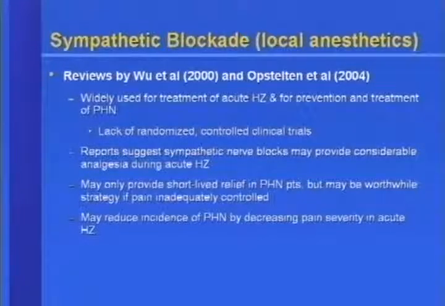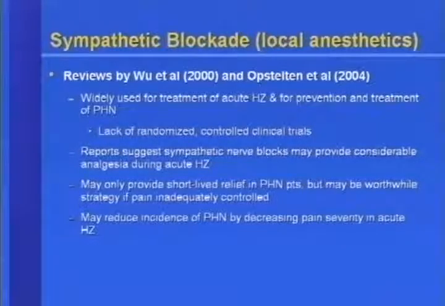So the reports primarily suggest that the sympathetic nerve blocks can provide really considerable relief, again, in the acute phase, acute herpes zoster, versus later on when they develop postherpetic neuralgia. It may be short-lived, but it could be a worthwhile strategy and often is, because a lot of these patients fail other treatments, save the pharmacologic treatments.